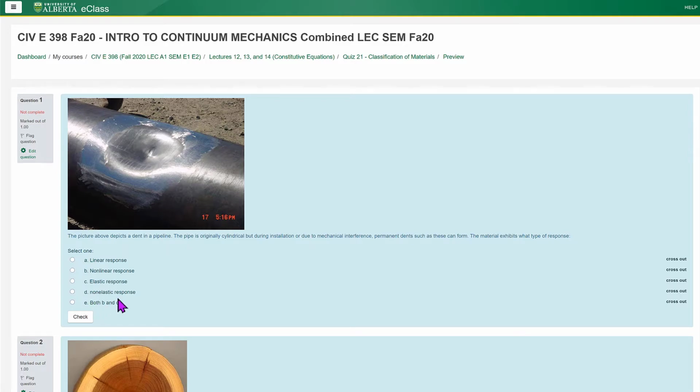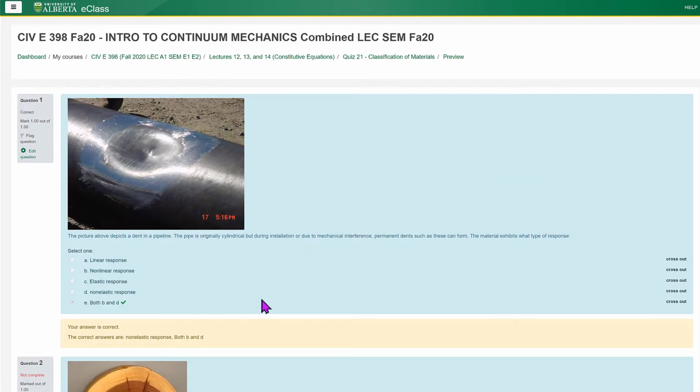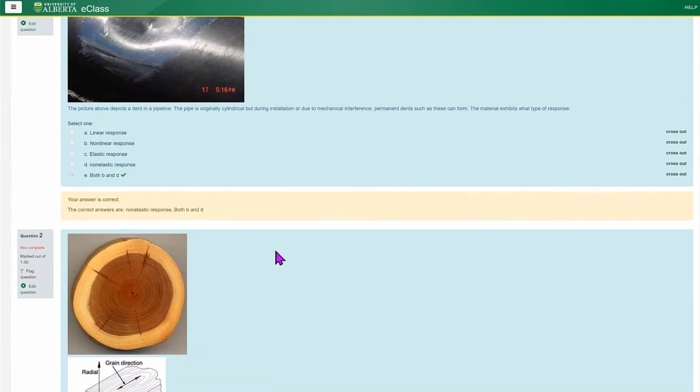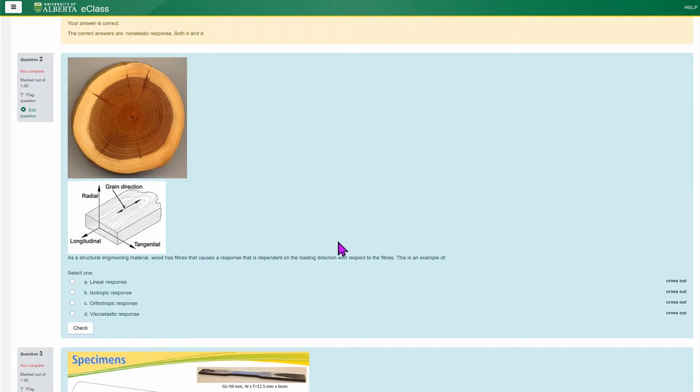The non-elastic response is very easy to see because if we look at our material, there's that permanent deformation. So if we go E, which states that it's both B and D, I'm going to just check the answer, and we got it correct. So looking so good so far, it's going to be pretty embarrassing if I don't get one of these correct. So we'll go on to the next one, and we got a piece of wood.